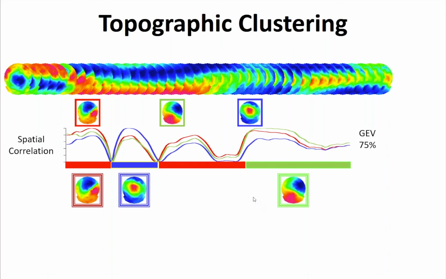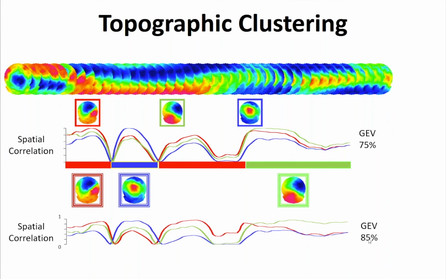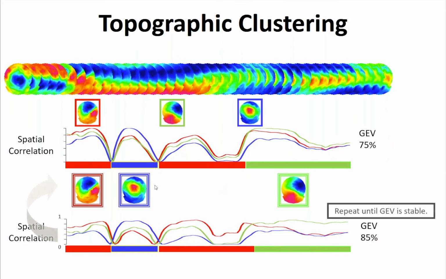I can then take an average of all the data points where the red had the highest spatial correlation and get a better red, if you will. So I'll take an average of all those, make a new template map, and then have a better red and better blue and a better green. And I can repeat this process of going back to the original data and calculating the spatial correlation. And I can do that over and over again until the global explained variance doesn't change. And what that tells me is this is as good as 3 template maps will be in describing these data, or these 3 template maps.